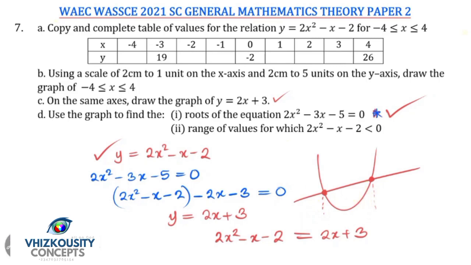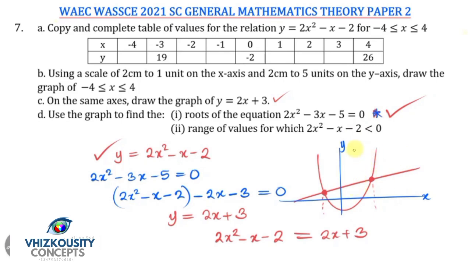This point of intersection is what you need to trace to the x-axis, and that will be the root of the equation. And then interestingly, the second one is the range of values for which 2x squared minus x minus 2 is less than 0. So most likely you will have something like this also. Let's say this is the x-axis, and hypothetically, let's say this is the y-axis.